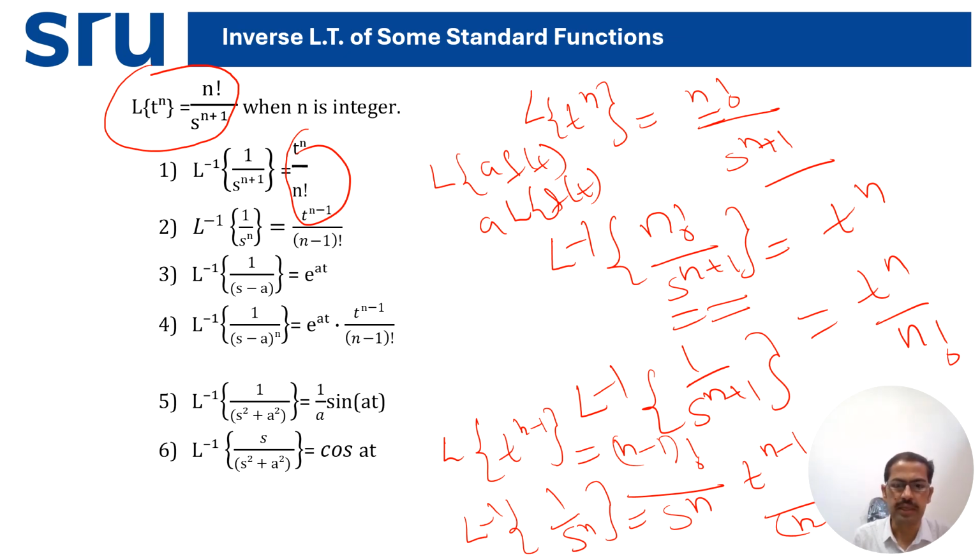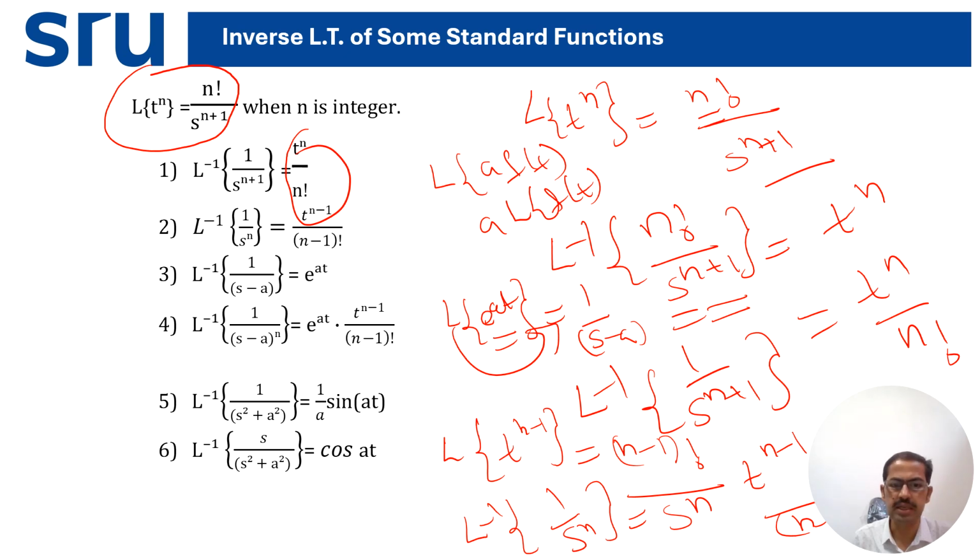And next, the Laplace transform of e to the power of at. What is the Laplace transform of e to the power of at? 1 by s minus a. Now, the inverse Laplace transform of 1 by s minus a is e to the power of at.